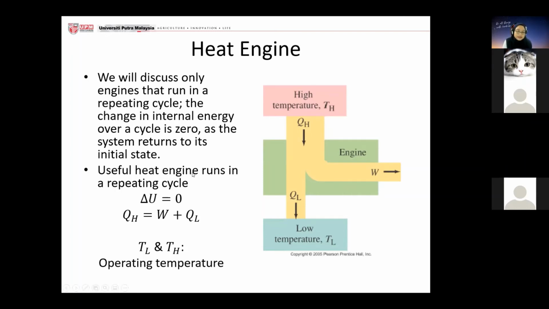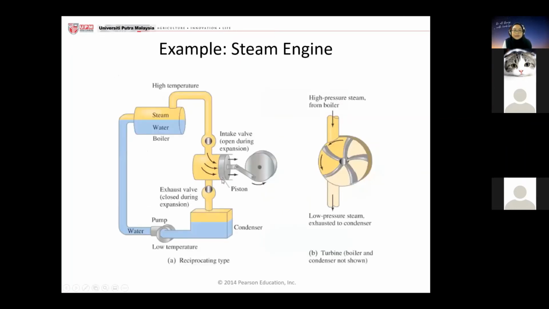A useful heat engine runs in a repeating cycle. So the change in internal energy is zero. So you can actually calculate W, the amount of work produced by your engine, from the temperature of the reservoir, for example.